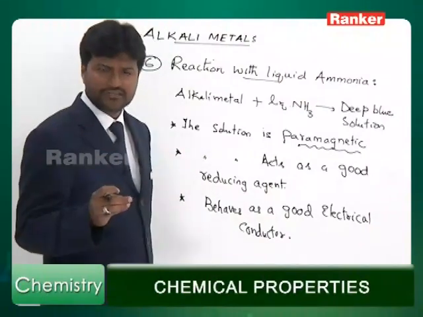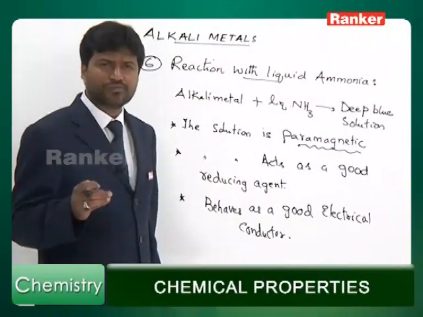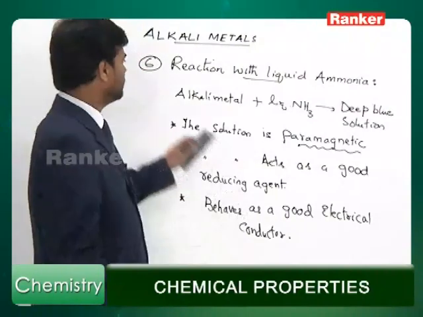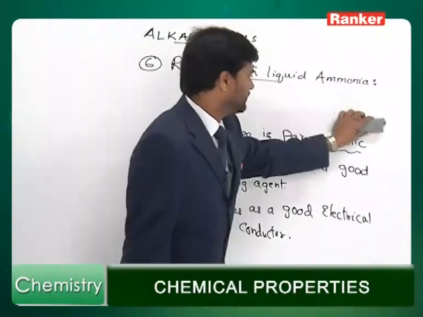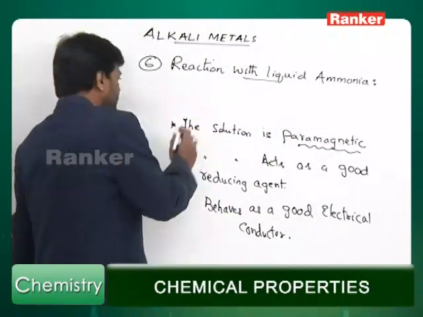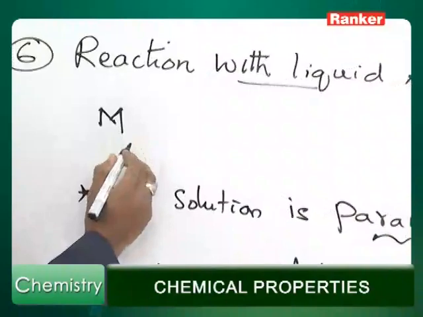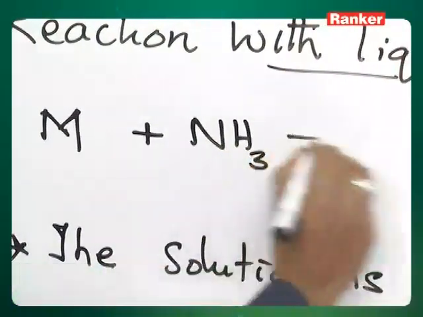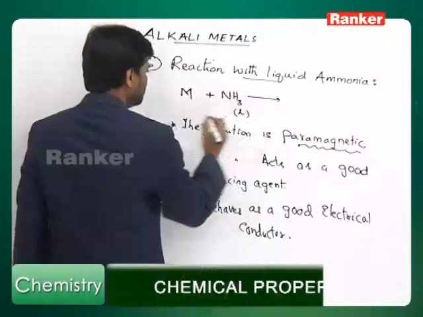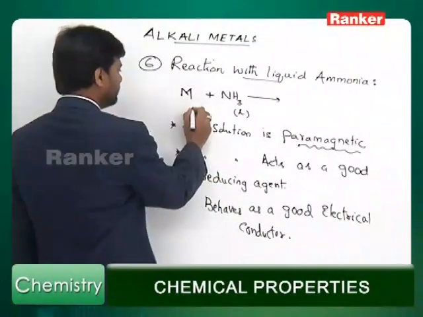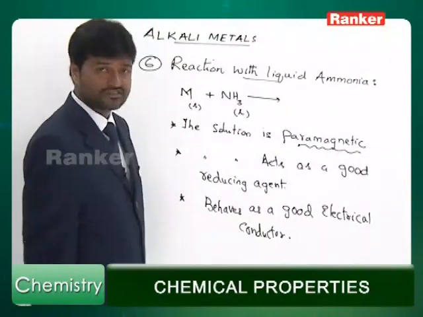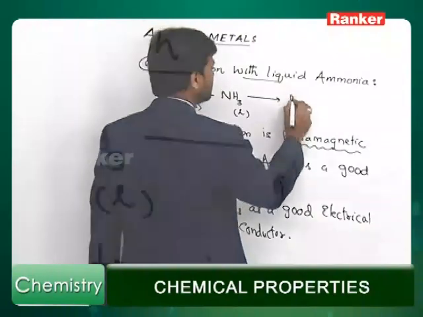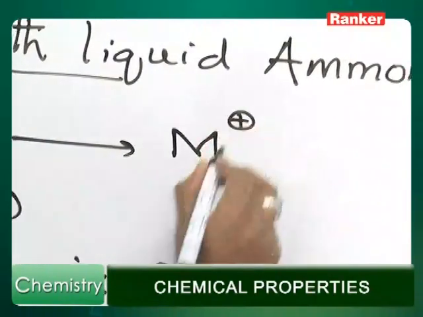All these properties are due to the presence of electrons in the solution. So, I am going to put that equation here. Let us take a generalized example. This is M, alkali metal. I am putting l here indicating that it is liquid ammonia. I am putting s here indicating that the metal is solid. When you mix these two, what you end up with is M becomes M plus.